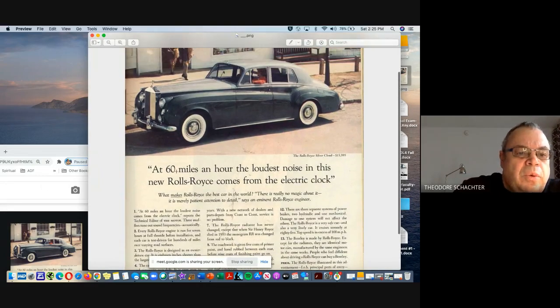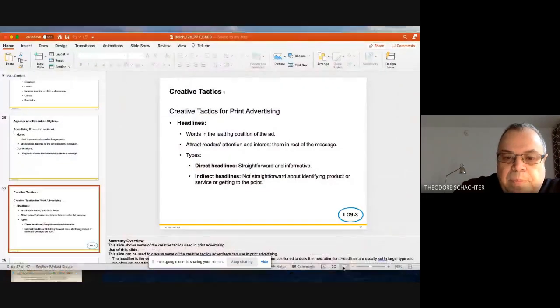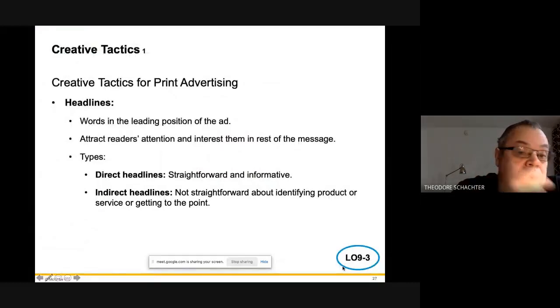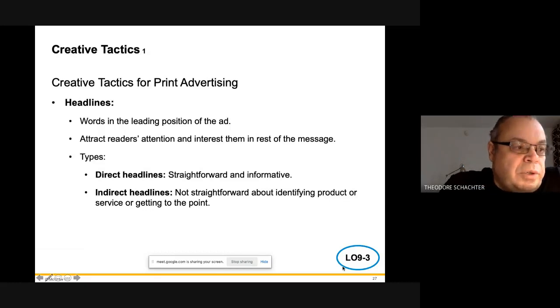Okay, so when we look at the parts of an ad, and it's the same thing in digital as well, because when you click on something in an ad on Google or social media, it's the headlines. So the headline's job is to get your attention, your interest in the rest of the message, hopefully. A direct headline is straightforward and informative, but it also has the brand's name in it. An indirect headline sometimes identifies the product and sometimes it doesn't, but it's not straightforward.